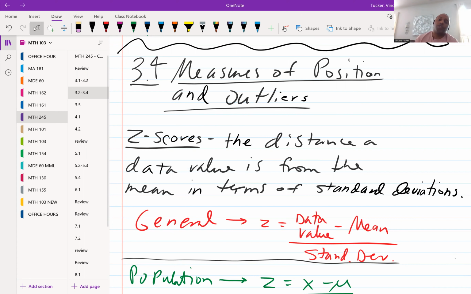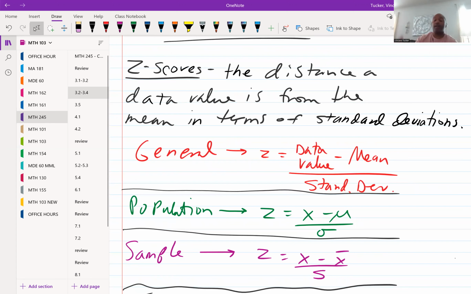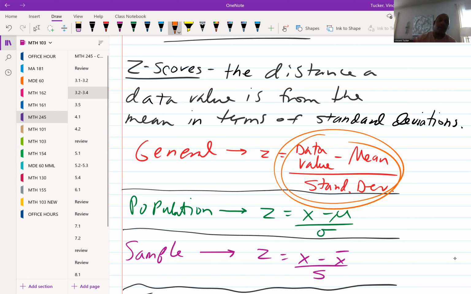So z-scores: the distance a data value is from the mean in terms of standard deviation. So that's generally what our z-scores are going to be. The general formula for your z-scores is your data value minus the mean divided by the standard deviation. And so in green, you see population symbols, purple sample symbols, but it's still saying the same thing generally. No matter what symbols you use to calculate your z-score, it's always your data value minus the mean divided by your standard deviation.